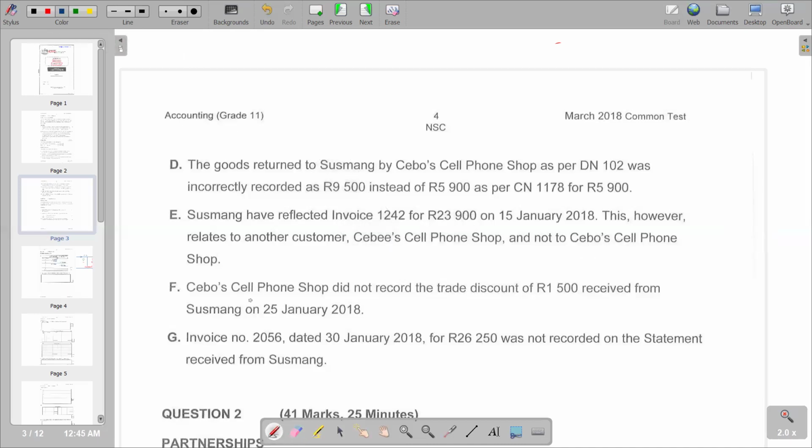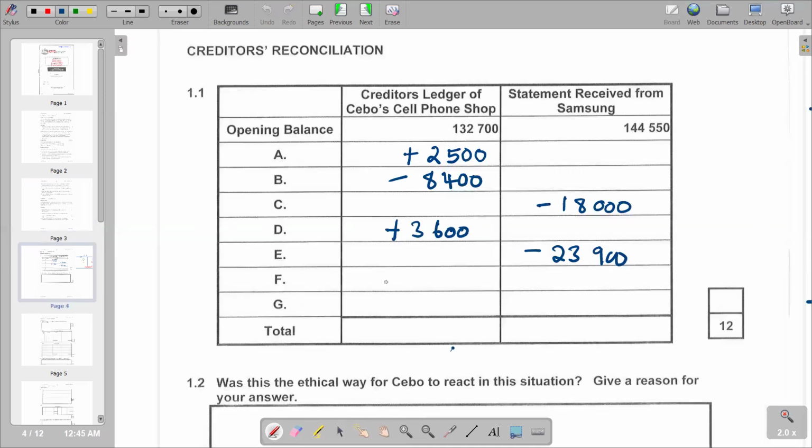So our F, we are saying Sebo's cell phone shop did not record the trade discount of 1,500 rands received from Sussman on 25 January 2018. So we have got 1,500. Remember, a discount is a discount, and a discount reduces the amount. So what is being reduced is the amount that Sebo is owing. So we are supposed to say negative 1,500 in the ledger, but there was no entry of such. So we go to the previous ledger, and we say negative 1,500. So that's what we have.